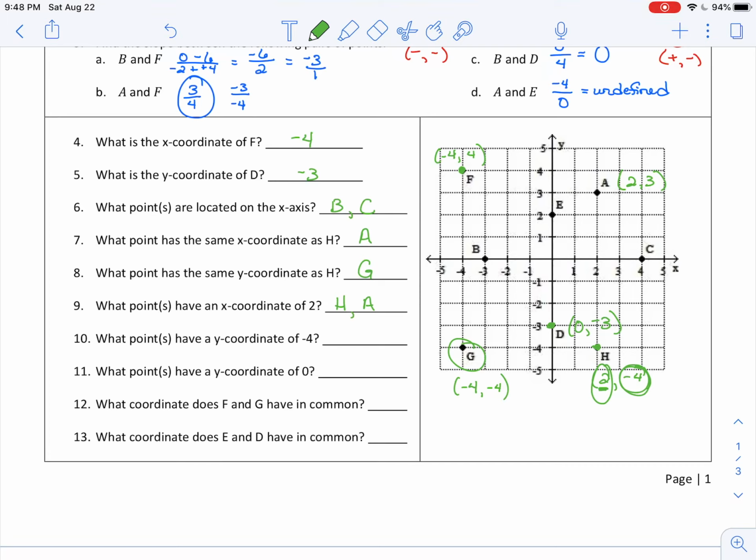What points have a y-coordinate of -4? Again, this is kind of redundant. Every year I mean to change these notes, and clearly I never do. We already listed them. -4 here, -4 here. So G and H are those 2.